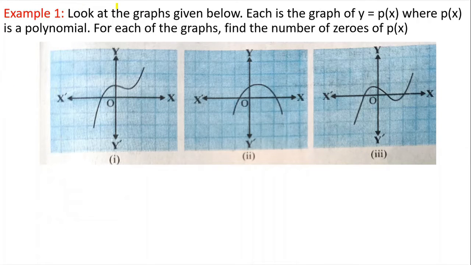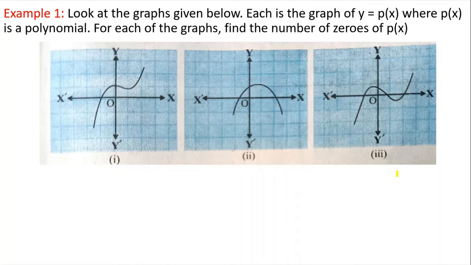Example 1. Look at the graphs given below. Each is the graph of y is equal to p of x, where p of x is a polynomial. For each of the graphs, find the number of zeros of p of x. Okay. So here 3 graphs are given and they are asking for each graph how many zeros are there for given p of x. Okay.